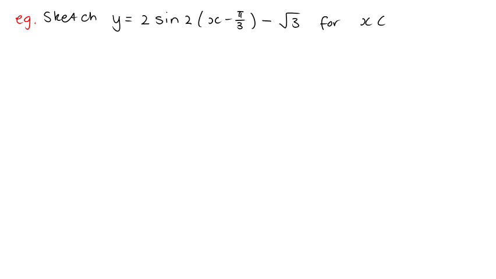Cool, so second one, sketch y equals 2 sine(2x minus pi on 3) minus root 3, for x between 0 and 2 pi.